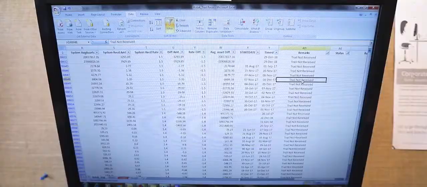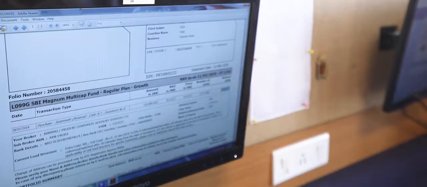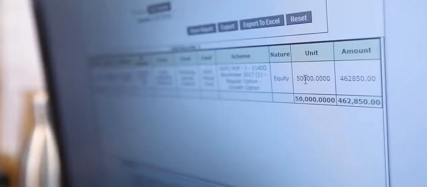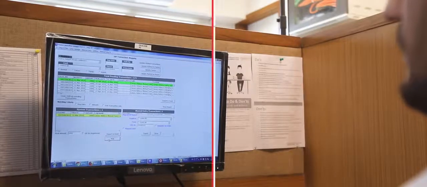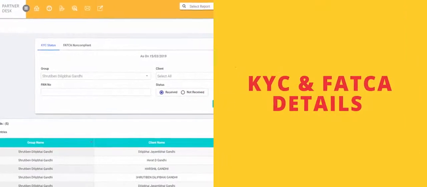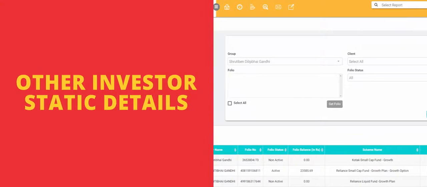Brokerage team. This team does brokerage calculation and reconciliation of the logged-in business. Before brokerage reconciliation, very important part is unit reconciliation of each AMC at folio level. This unit reconciliation exercise is done by our team every 10 days. Other MIS team. This team prepares reports like SIP, STP, registration reports, KYC and FATCA details and other investor static details, etc. on daily basis.